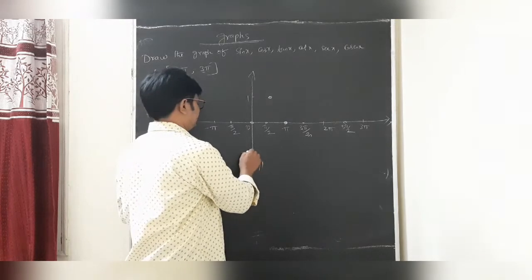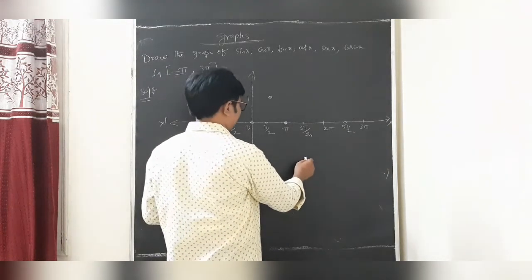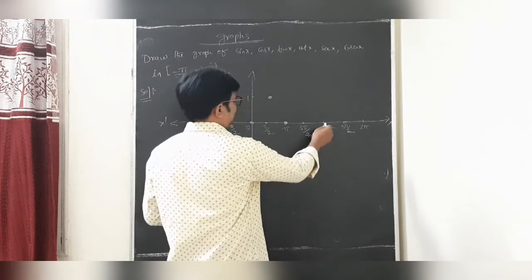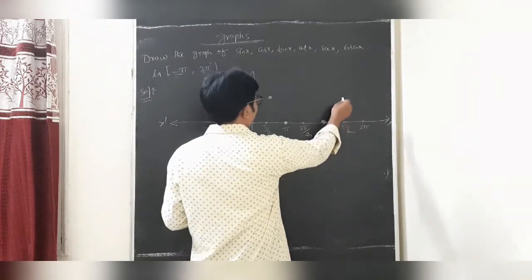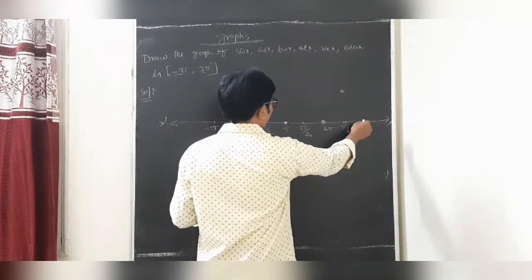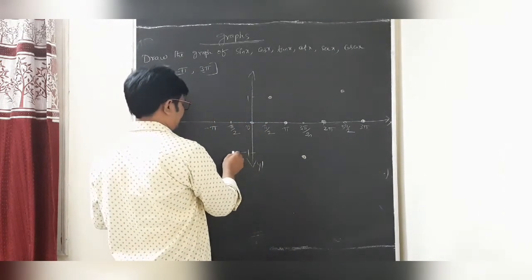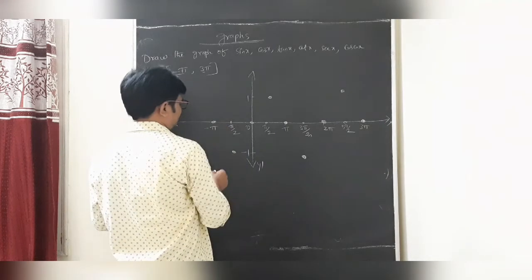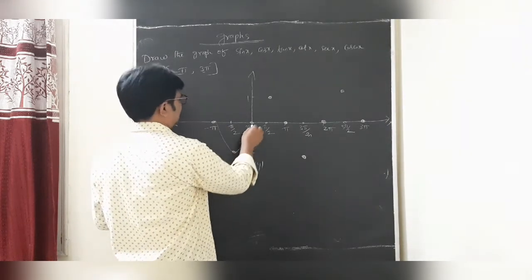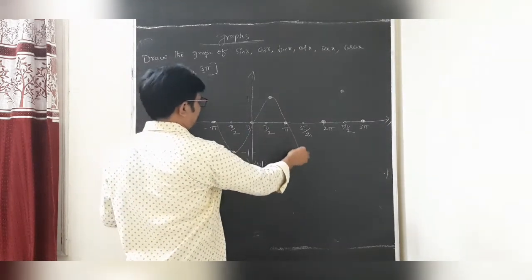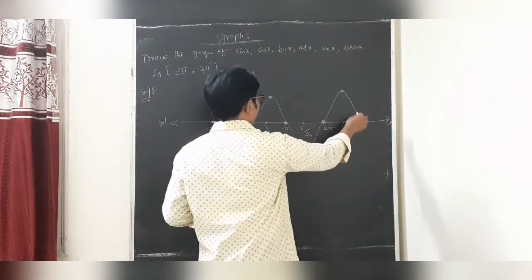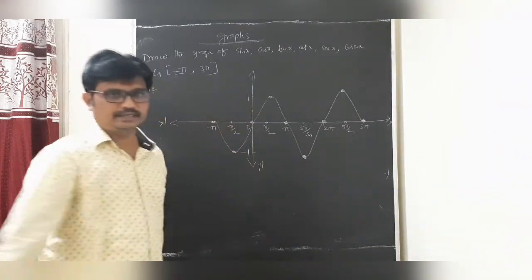Dear students, this is minus 1. Sin 3 pi by 2 is minus 1. Sin 2 pi is 0. Again, sin pi by 2 is 1. Sin 3 pi is 0. So students, sin minus 90 is minus 1, sin pi is 0. So students, this is the graph of sin x.